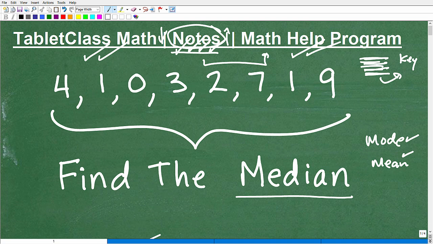One last thing, if you did watch this video on the median, check out these other videos on the mode and the mean. Eventually I'll try to link those to this video, but they'll be on my playlist, in my pre-algebra and algebra playlist. That's where I'll put them.